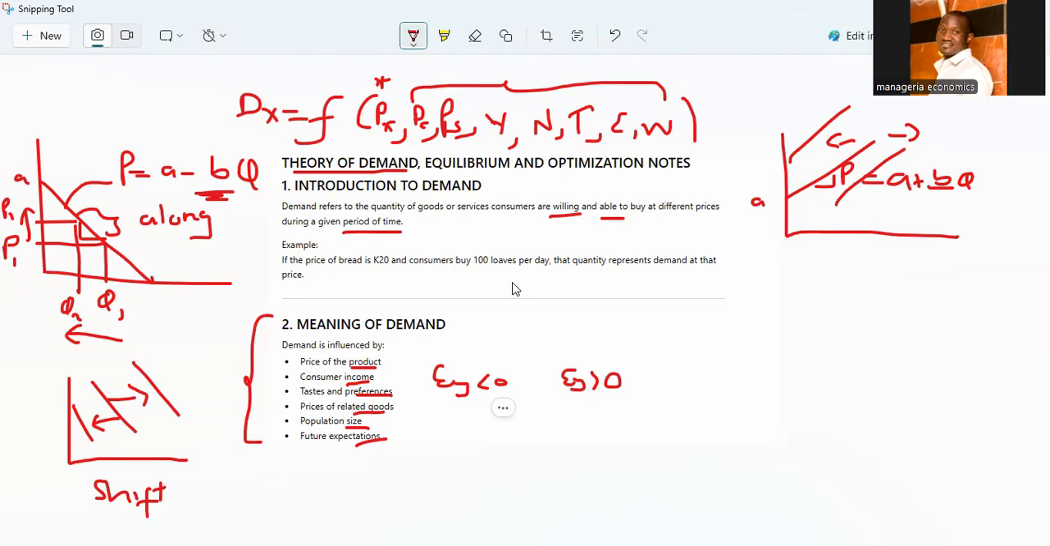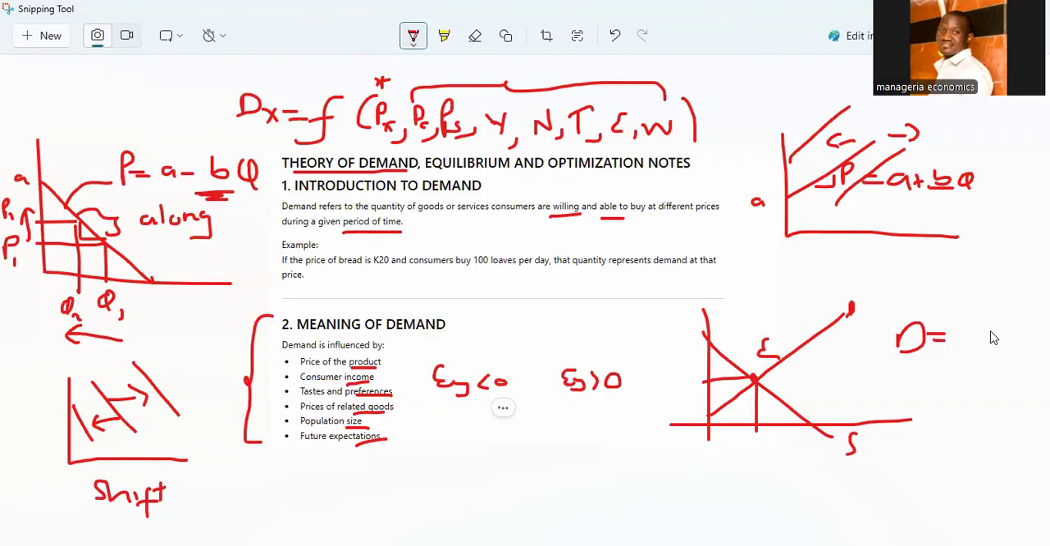Now, we want to go to a point which we call equilibrium. If these two forces are not controlled, the consumer would want to go down as much as possible, and the supplier would want to go up as much as possible. This is demand. So they would have to meet at a point of equilibrium. The point of equilibrium is simply where demand is equal to supply. All right? Demand is equal to supply. So this we call what? Equilibrium.